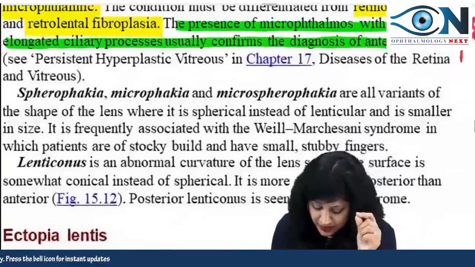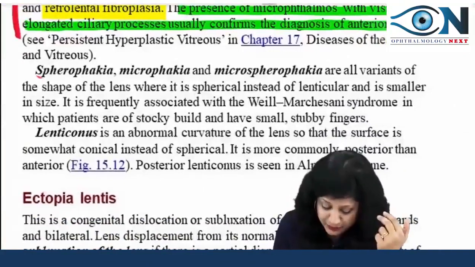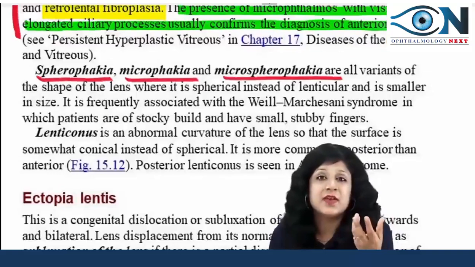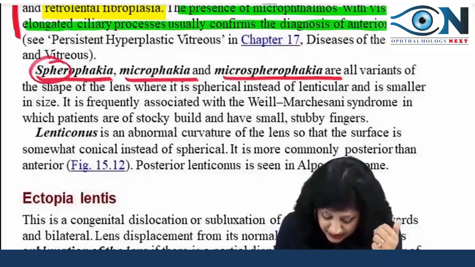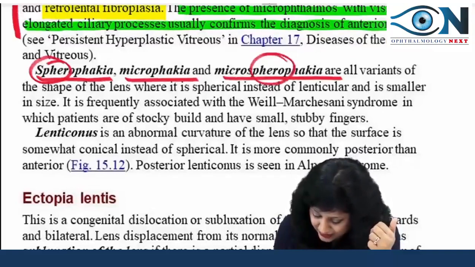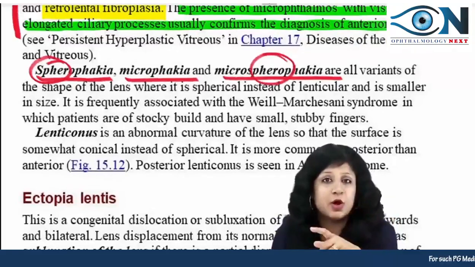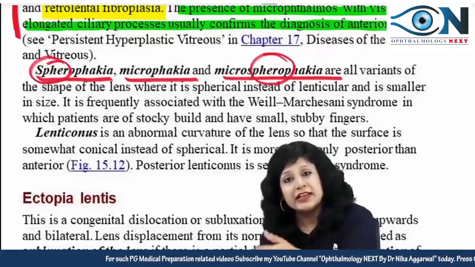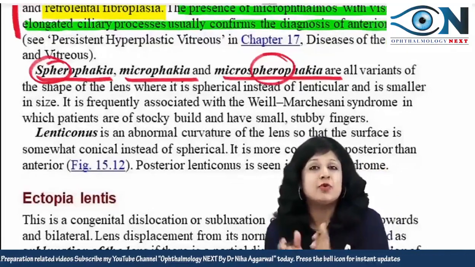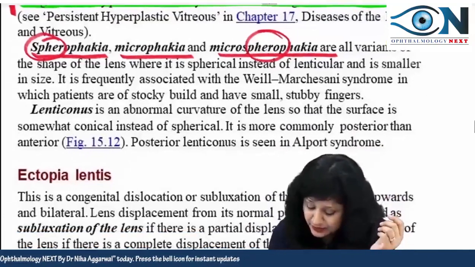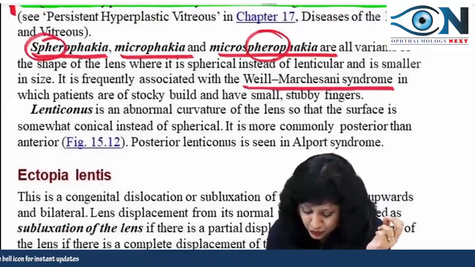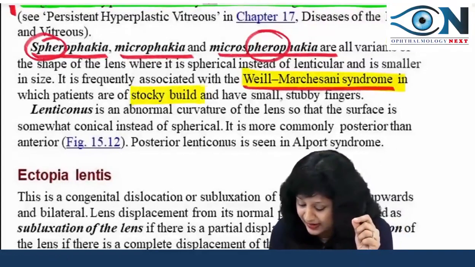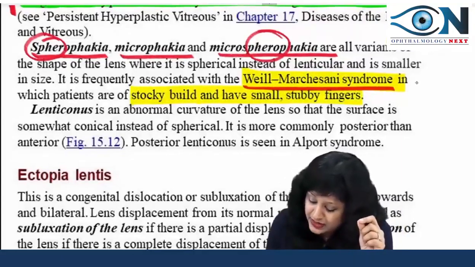Okay, then we have other things like spherophakia and microspherophakia. These are the variants where the shape is abnormal. We have a spherical shape of the lens. Here also we have a spherical shape of the lens, and micro means smaller. If I have only a spherical lens, with normal size, it is spherophakia. If I have only the issue of size, then it is microphakia. If I have both, then it is microspherophakia. It is frequently associated with Weil-Marchesani syndrome. And see this, the patients here are of stocky build and have small stubby fingers.